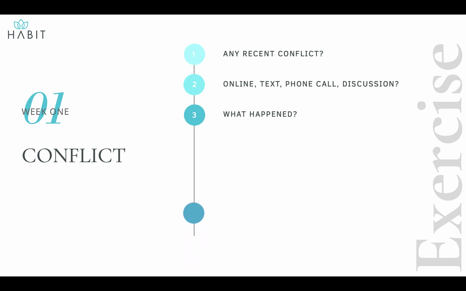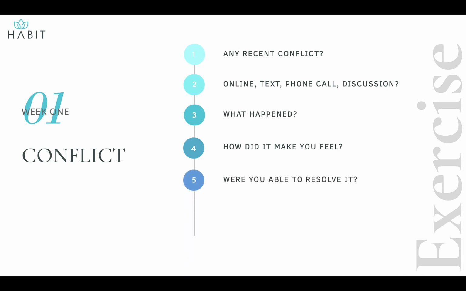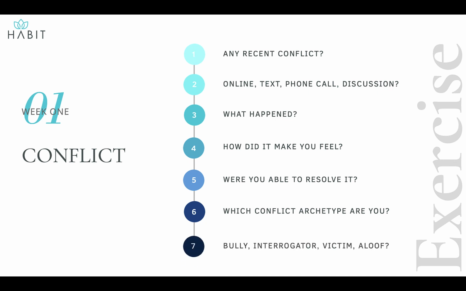I also want you to write down how you felt during the conflict, but also how did you feel afterwards? Now, were you able to resolve the conflict? And if so, how did you go about this? And then when it comes to conflict in general, do you identify with any of the archetypes that we discussed in today's session? You may recognise elements of the bully, the interrogator, victim, or the aloof in your own personality. Now, we can fall into any of these roles, so you may relate to more than one, and that's perfectly normal.